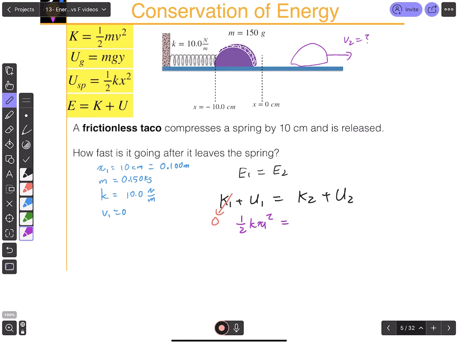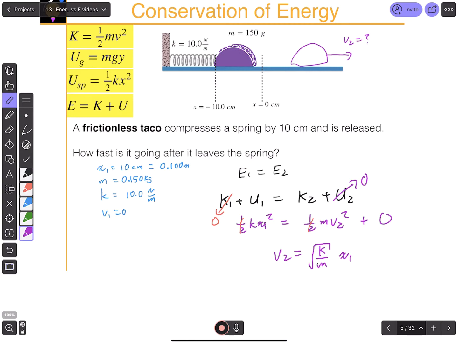Now at the end, the taco is moving. And so it's going to be 1/2 m v2 squared, its kinetic energy at the end. But the spring is no longer compressed because the taco left the spring, so there's no longer any spring energy. So that's going to be 0. And this is our answer here. So we can simplify this. The halves cancel out. And solving for v2, do a little bit of manipulation here. v2 is going to be equal to the square root of k over m, times x1.